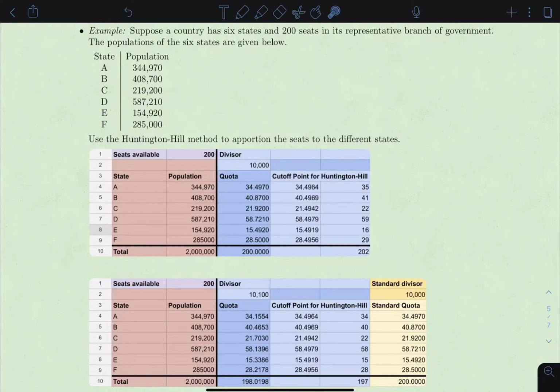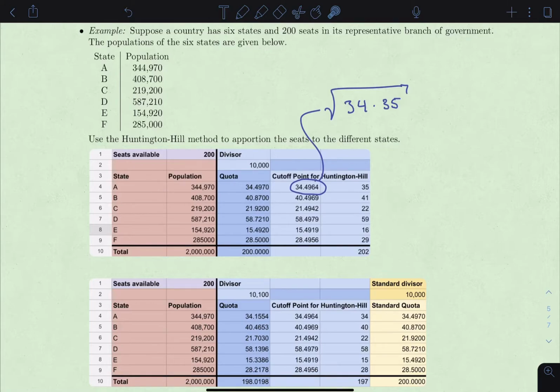Now, the Huntington-Hill method says that the way we will round these quotas to whole numbers is based off the geometric mean. So this cutoff right here is the square root of 34 times 35. The reason we're looking at 34 and 35 is because we're asking, how do we round the number 34.4970? Should we round it up or down? With conventional rounding, that would obviously go down because this is less than 0.5.